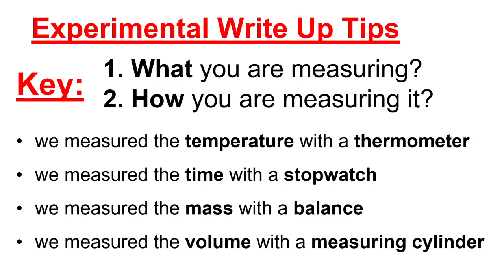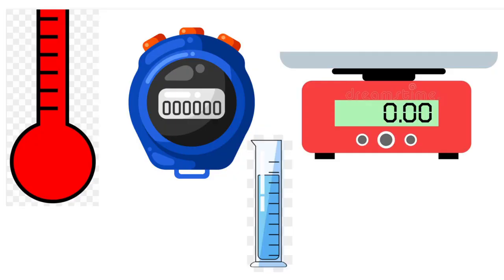Experimental write-ups. What are the keys? You must say what you are measuring and how you are measuring it. Even if you don't have a clue about the experiment, just say something like we measure the temperature with a thermometer, you'll get a mark. We measure the time, no marks. We measure the time with a stopwatch, you get the mark. We measure the mass, no marks. We measure the mass with a balance, you get the mark. We measure the volume with a measuring cylinder. Even if you don't know what's going on, say stuff like that and at least get a couple of marks rather than zero.